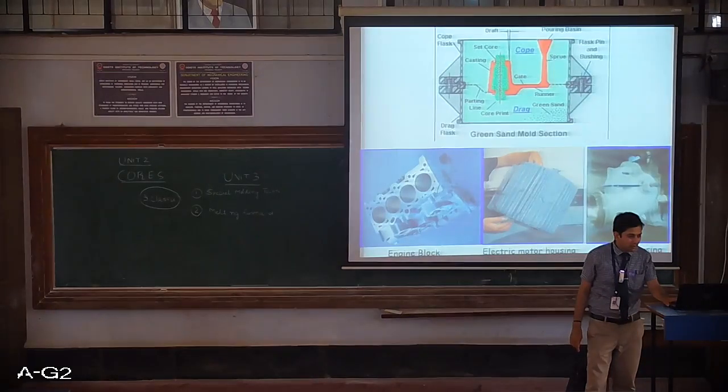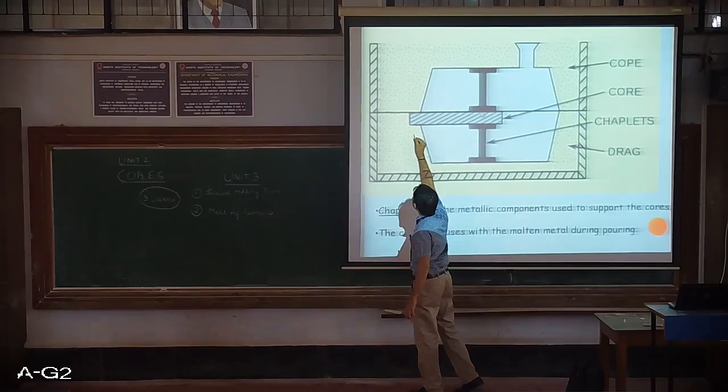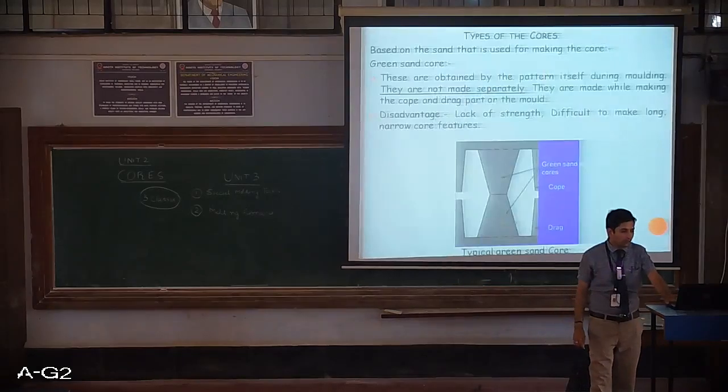Another example for the balanced core will be like this. This one, the chaplets that I had explained to you here. Here also you can see that this is a kind of balanced core. So you are balancing it with the help of the core sand. So that's called the balanced core, right?